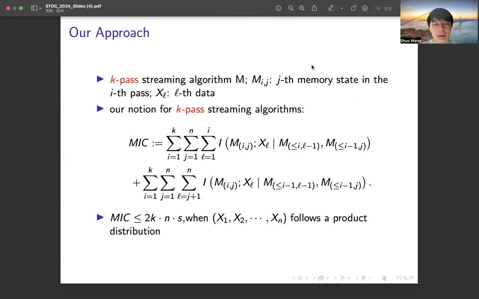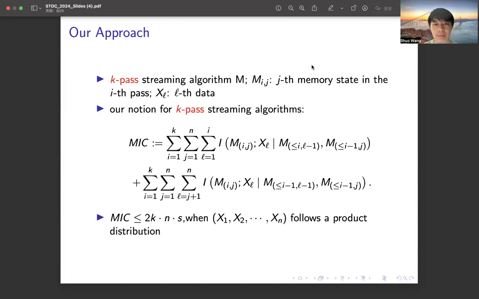And in our paper, we proposed a new information complexity notion for k-pass streaming algorithms as an extension to their one-pass streaming algorithms information complexity notion. Let me first fix some notation. Here we use M to denote a k-pass streaming algorithm, and we use M_ij to denote the j-th memory state in the i-th pass of the streaming algorithm M, and also X_l as the l-th data in the data stream. And our notion is defined as follows.